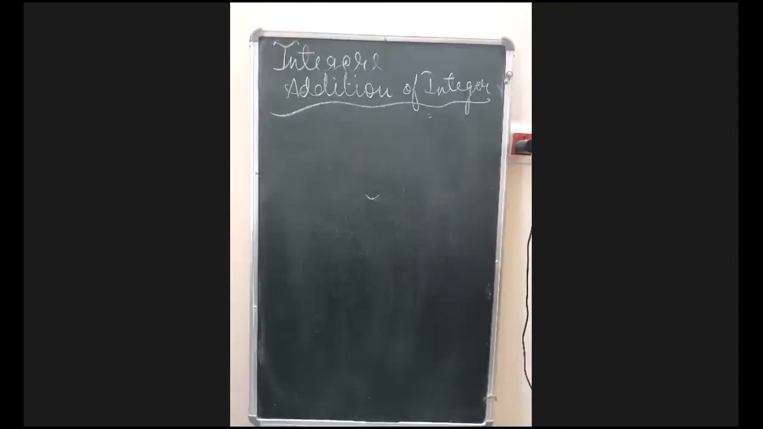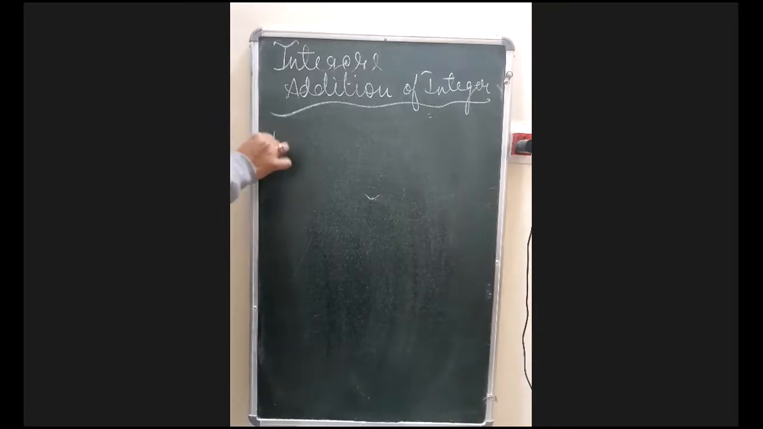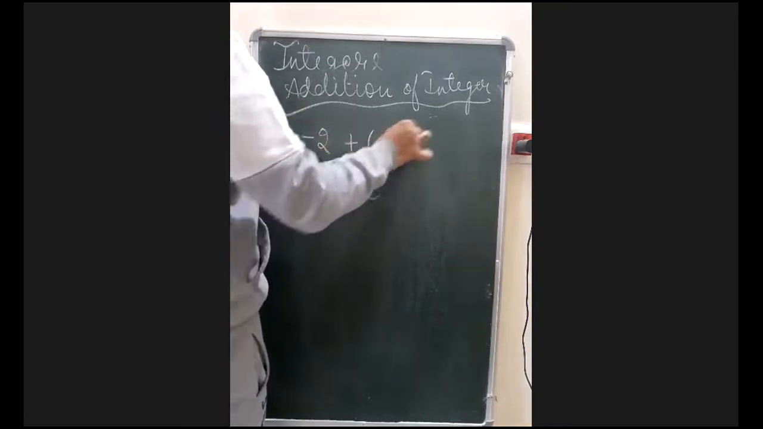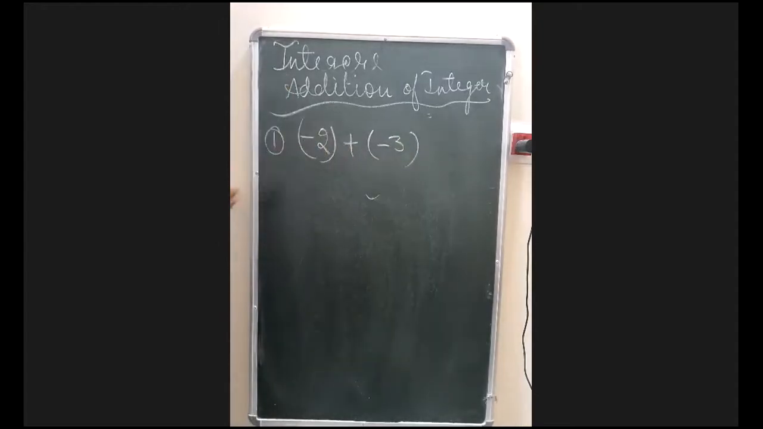So we are going to discuss addition of integers, and I will be telling you two methods. The first method is on the number line, for example -2 plus -3, or it could be one positive and one negative, or one negative and one positive, or both positive. Whatever the question is, the method works.